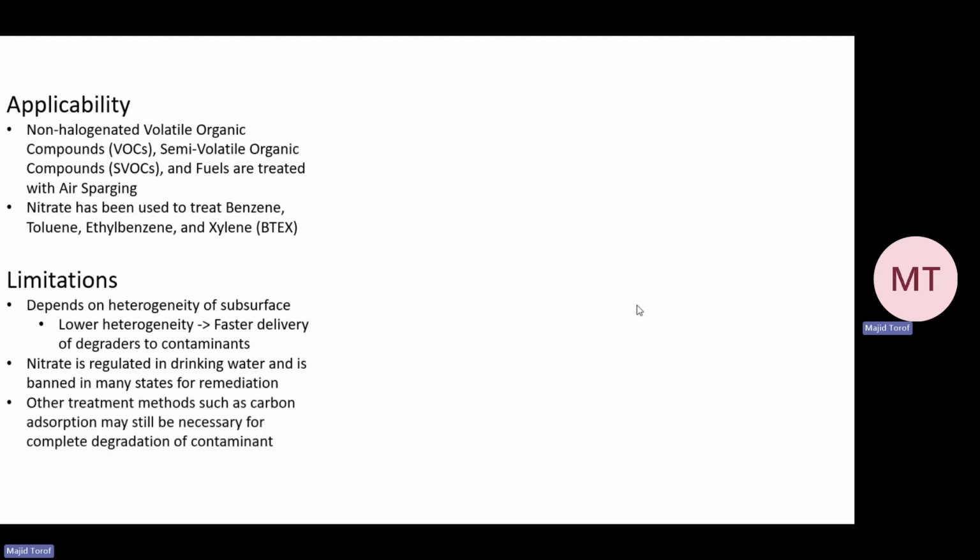Other treatment methods, such as carbon adsorption, may still be necessary to completely degrade the contaminant in groundwater or the soil. And finally, bacteria may actually end up using the oxygen that you inject or the nitrate that you inject instead of that being used to degrade the contaminant that you're targeting.